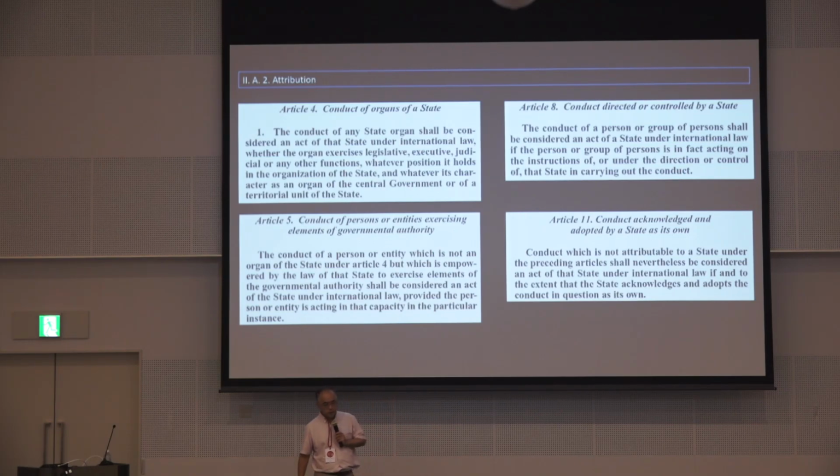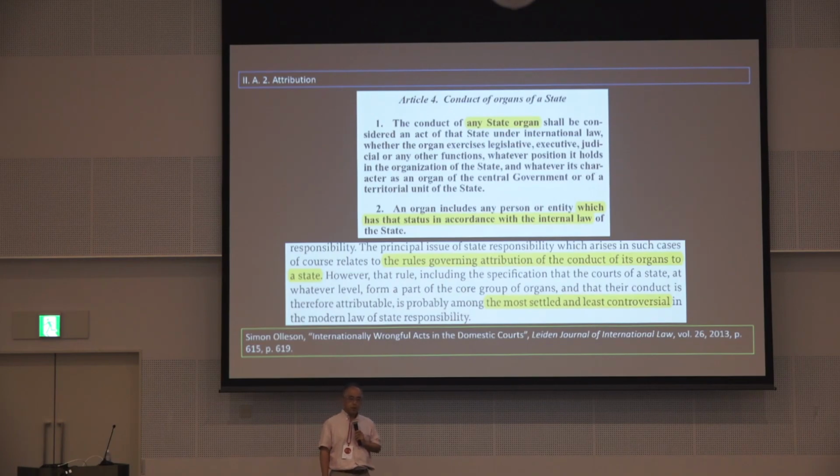And among these rules, the clearest of the clear is Article 4. If any state organ does something, it's attributable to the state. It's an act of the state. And the state organ is defined by the domestic law of the state. For example, the central bank may be a state organ according to the laws of state A, but it may not be so according to the law of state B. What is a state organ is determined by the domestic law of each state. So if you look at the domestic law, then you see it.